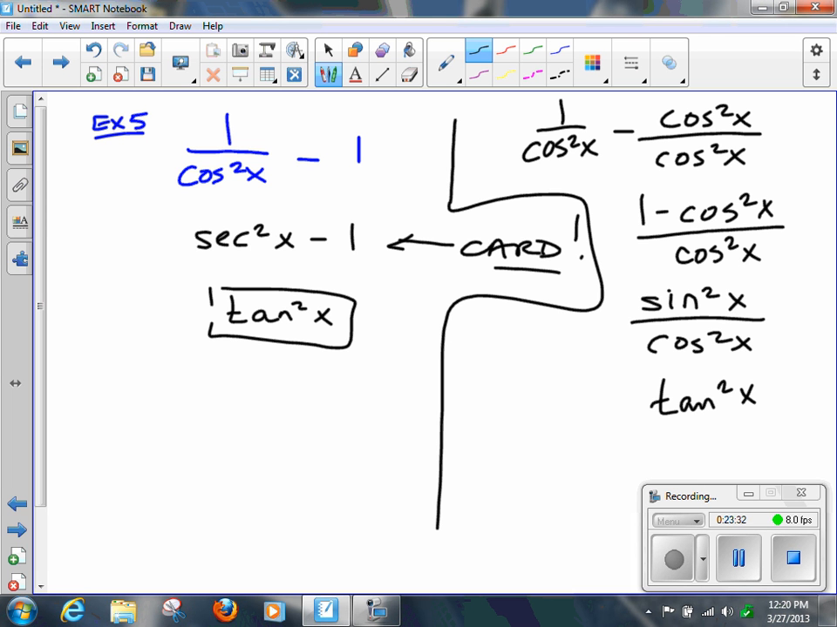How many of you had tangent x squared? Tangent squared x. Very good. High five, y'all.